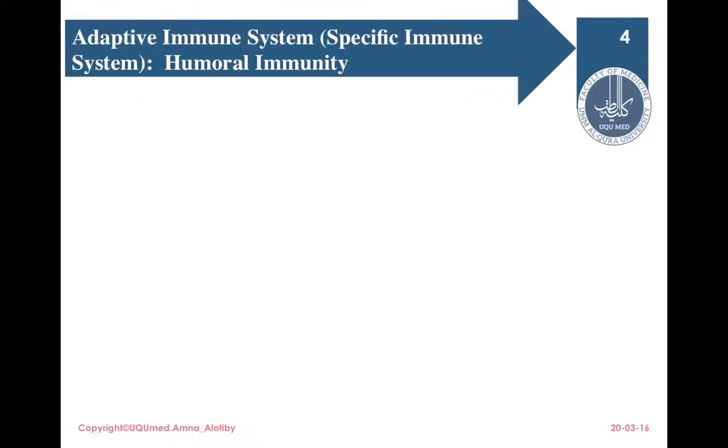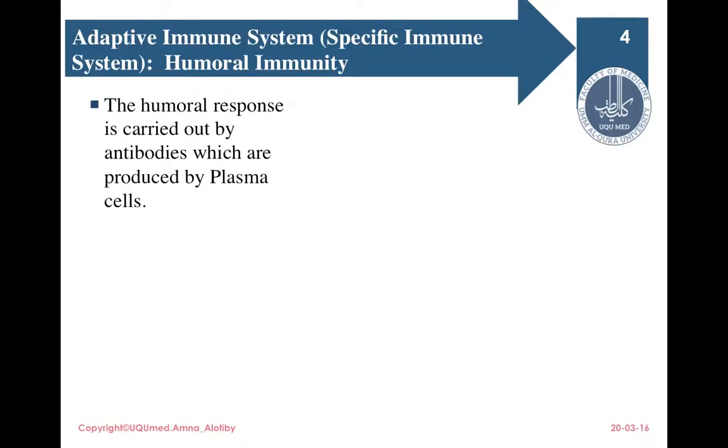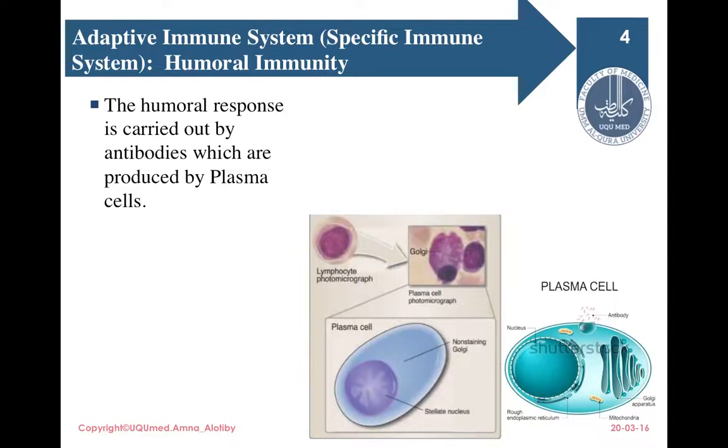The adaptive immune system is a specific immune response, and the humoral component of it is basically carried out by antibodies, which are produced by plasma cells. If you look at these pictures, you will realize that plasma cells have a stellate nucleus and a non-staining Golgi. This is a cartoon that shows the plasma cell, and here is a stained plasma cell.